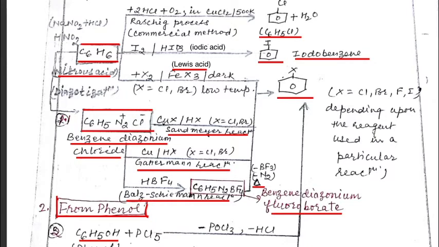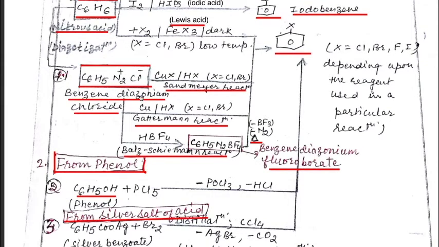First, when it is treated with cuprous halide and HX, then we get aryl halide. If X is Cl, then we get chlorobenzene. If it is Br, then we get bromobenzene. This reaction is known as Sandmeyer's reaction. Benzene diazonium chloride, when treated with copper powder and hydrogen halide, maybe hydrogen chloride or hydrogen bromide, again gives chlorobenzene or bromobenzene. This reaction is known as Gattermann's reaction.